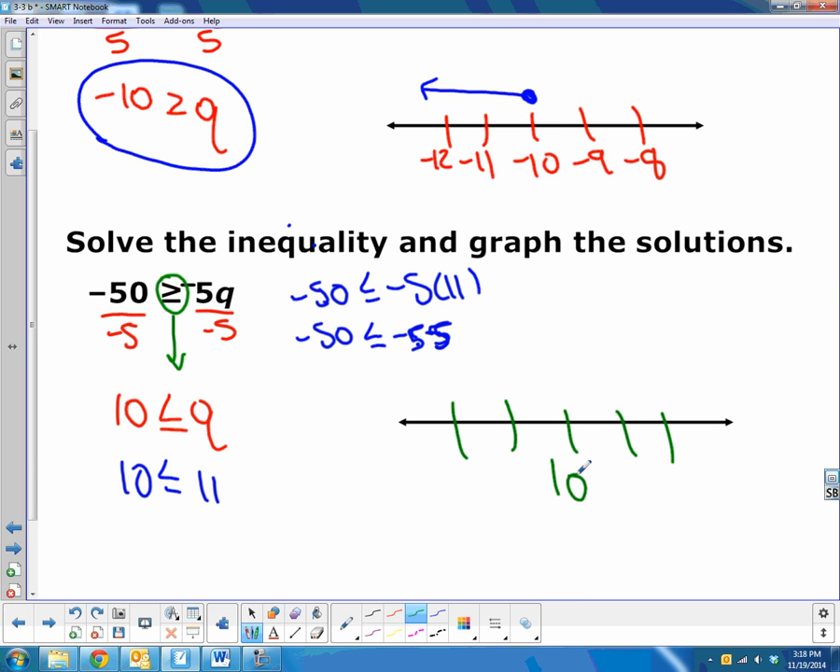I'm going to put 10. I'm going to put 11, 12, 9, 8. So any number greater than 10 would be a solution to this inequality.